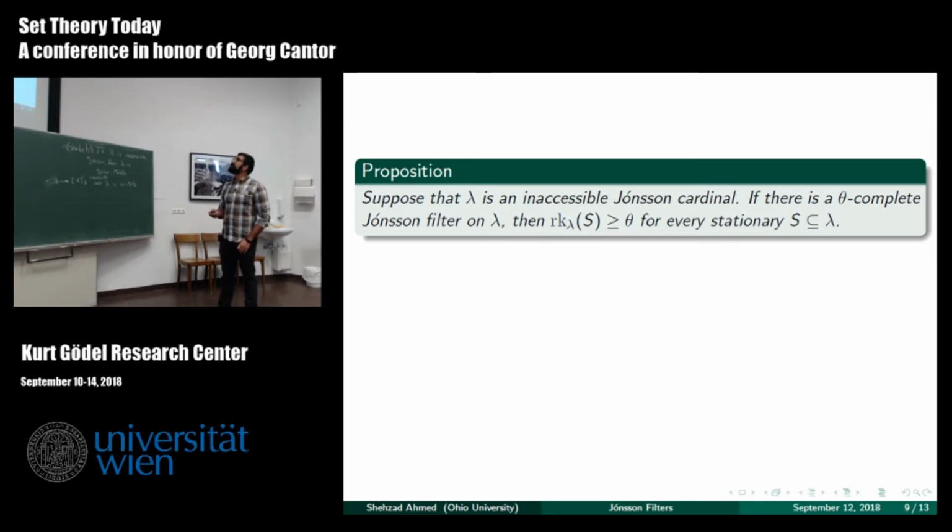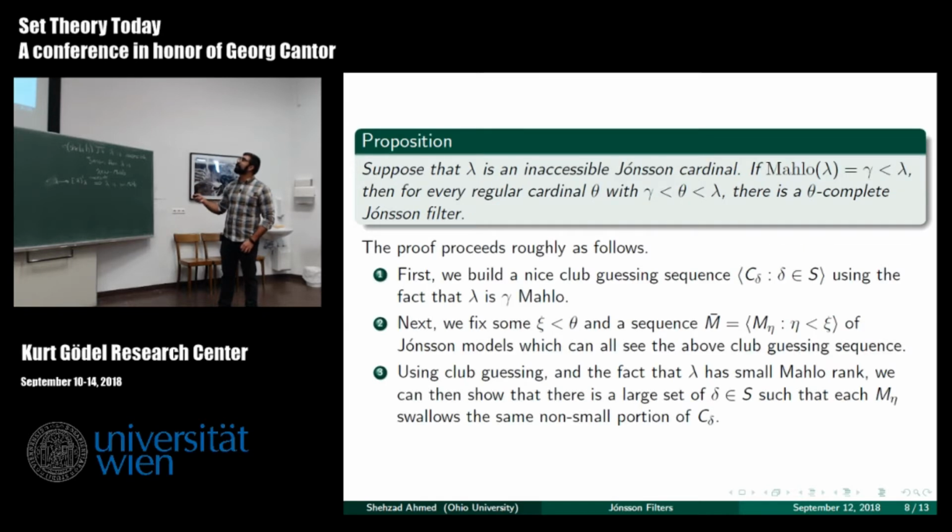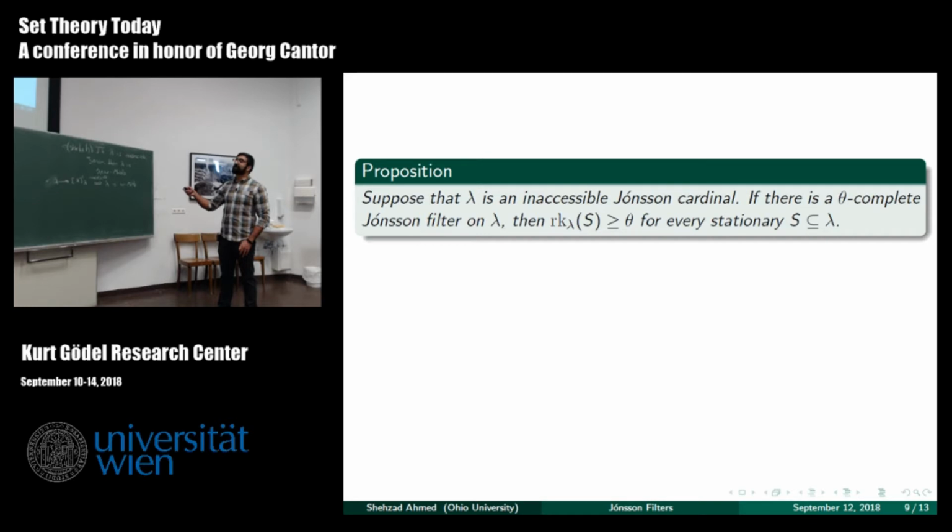Suppose that lambda is inaccessible. If there's a theta-complete Jónsson filter on lambda, then its rank is large. So if we think of this, a theta-complete Jónsson filter, and I have the stationary set of inaccessibles, if I'm gamma-Mahlo and I have a theta-complete filter, then the stationary set of inaccessibles should reflect theta often, and that gives me my contradiction.